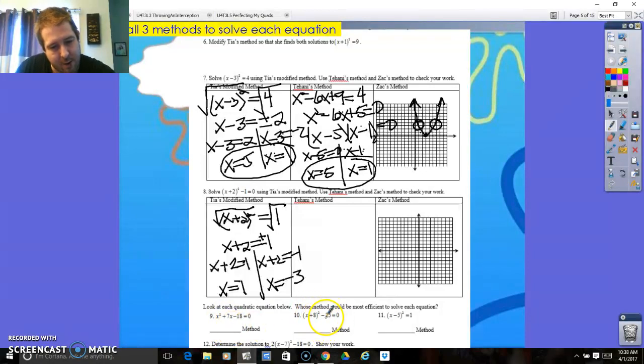This is a perfect square here, and if I move this over here, it would be a perfect square over here. So that's TIAS method. Or you could use Zach's method. It'd be just as easy.